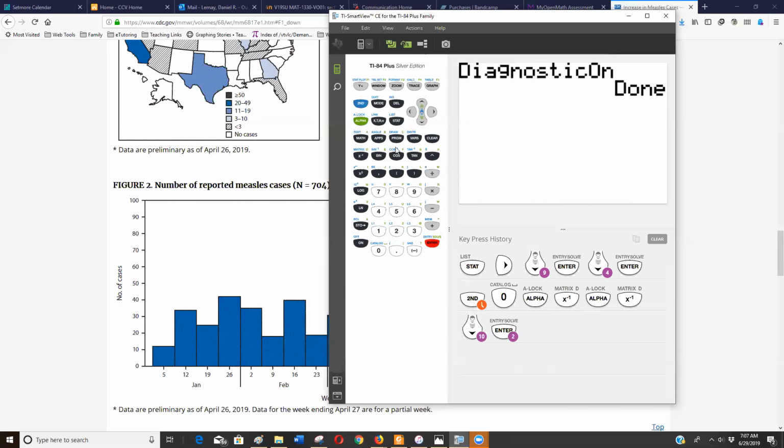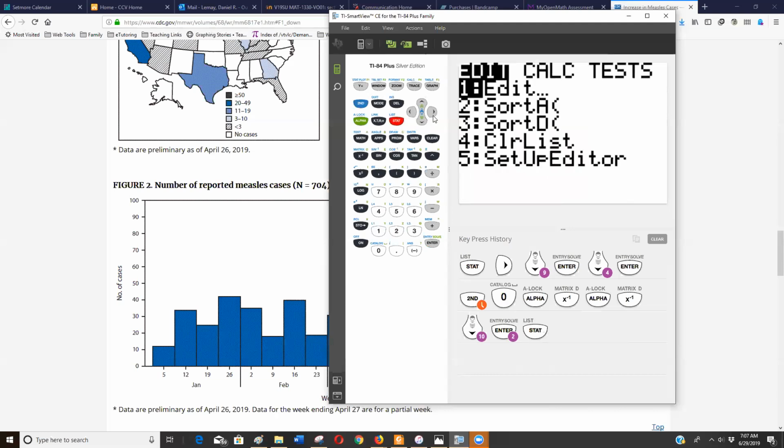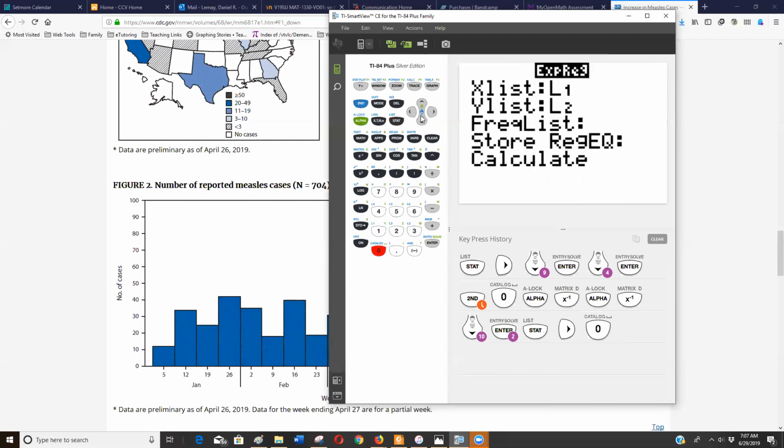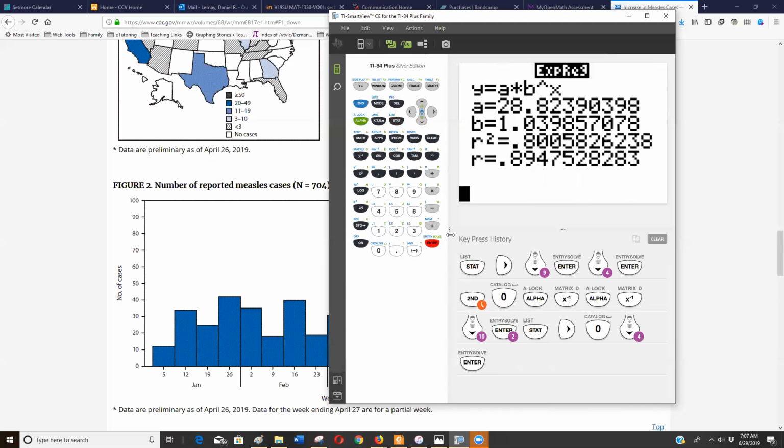Now when I do my regression, stat, calc, 0, exponential regression, the list. Now we see this R squared value. R doesn't really matter in this situation. We didn't convert it to a linear relationship, so we want to ignore that. But R squared is important. This is telling me that about 80% of the change in the number of cases can be explained by an increase in the days. So that's a relatively strong relationship.